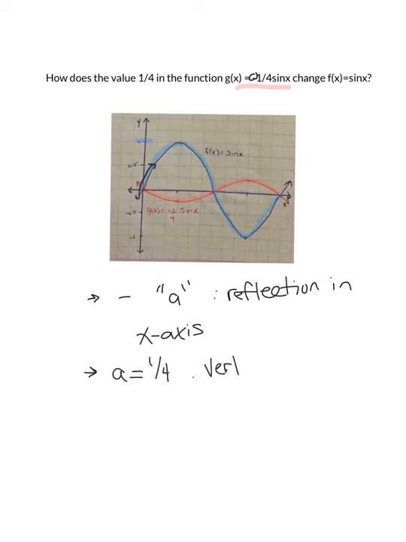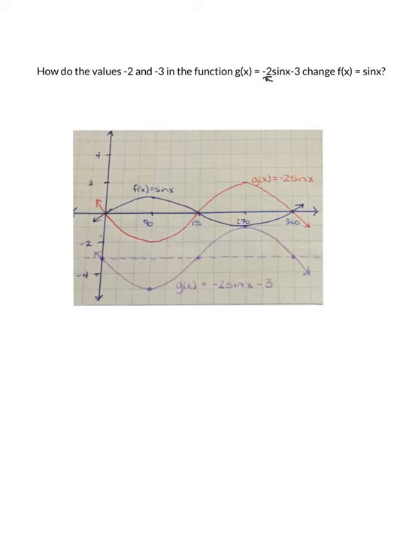All right, and in our last example, how do the values -2 and -3 in the function g of x equals -2 sine x minus 3 change our original function sine of x? So the first thing that we notice is that we do have this A value here. The next thing that we're going to be talking about is the fact that the -3 is our C value, which we know is a shift up or down. So I drew my original graph in blue, so start at 0, head to 1, back to 0, down to -1, back to 0.